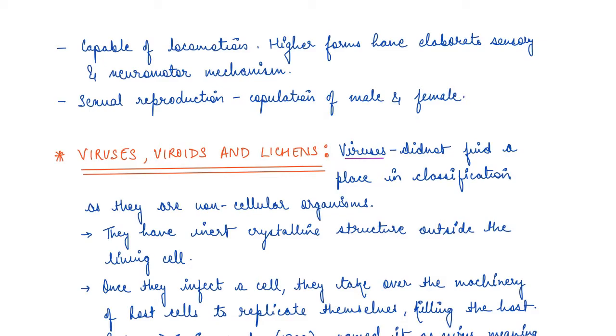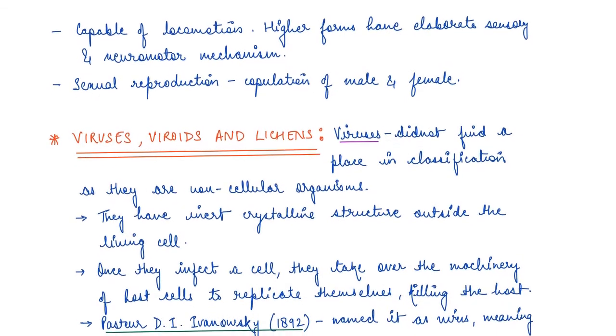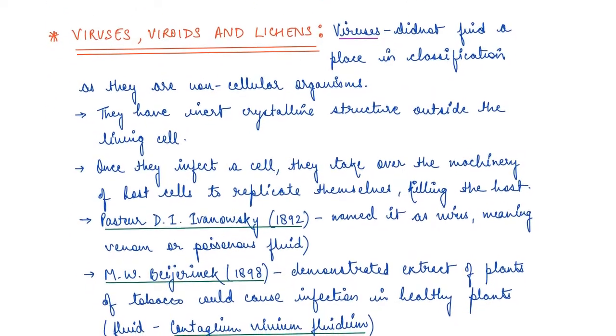Then the higher forms of animals have very elaborate sensory and neuromotor mechanisms. There is also an exemplary feature, which is sexual reproduction, which happens through copulation. Okay, then they also introduce viruses, viroids and lichens.